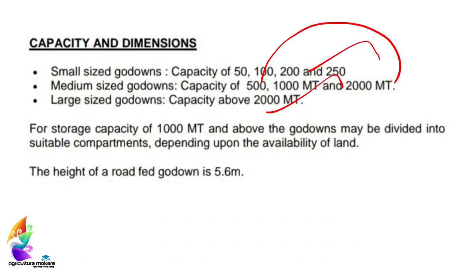For storage capacities greater than or equal to 1000 metric tonnes, there must be provisions to divide the godowns into suitable compartments depending upon the availability of land, and the height of a road-fed godown is 5.6 meters. These are very much important. You have to remember that.